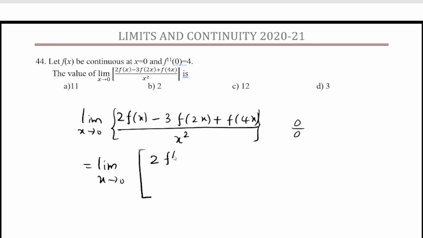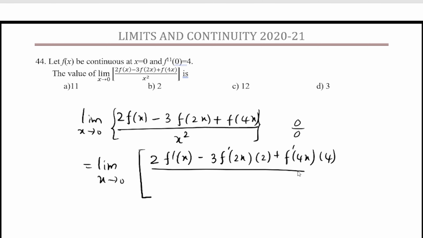2 constant, derivative of f of x is f dash x, minus 3 derivative of f of 2x is f dash 2x into 2, plus derivative of f of 4x is f dash 4x into 4, divided by derivative of x square is 2x. Now put x equal to 0. Again it is in the form indeterminate 0 by 0. So once again differentiate numerator and denominator separately.